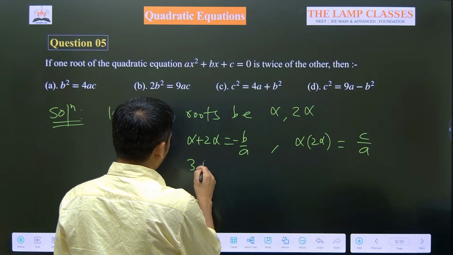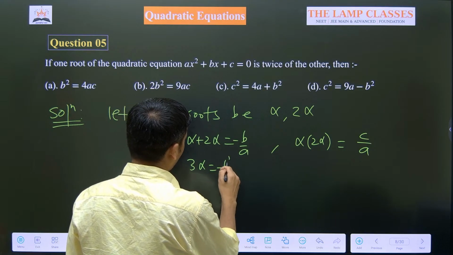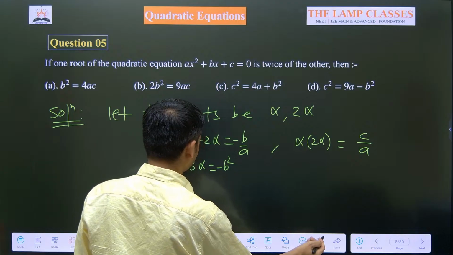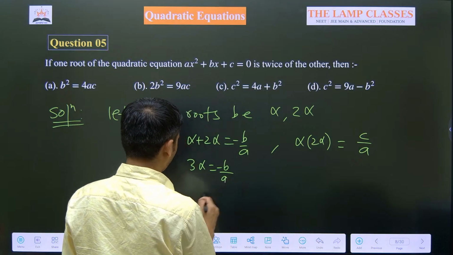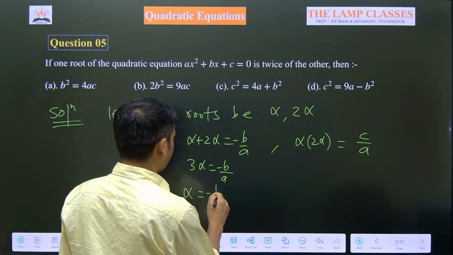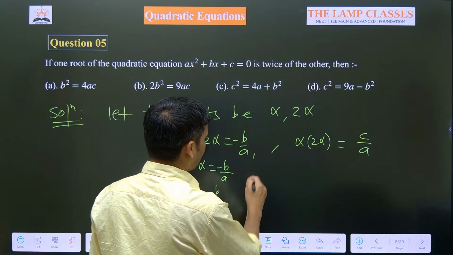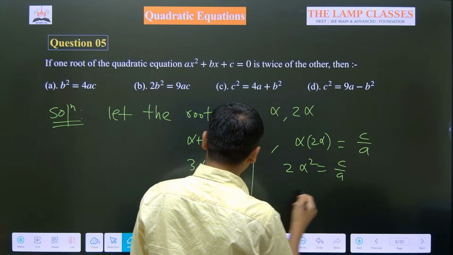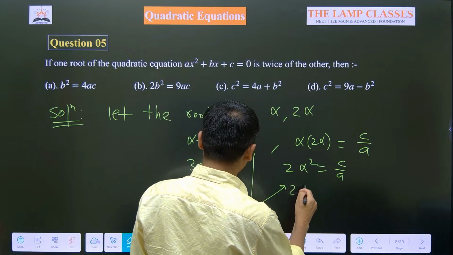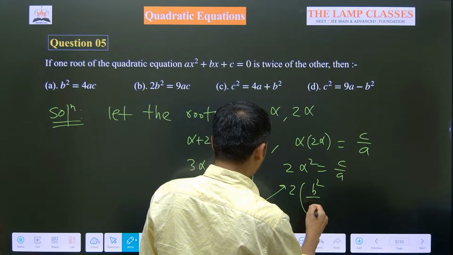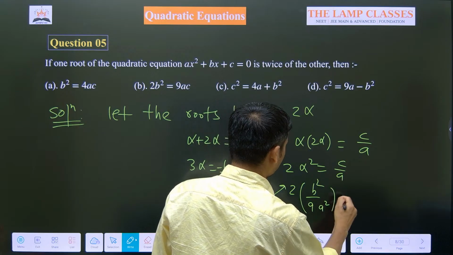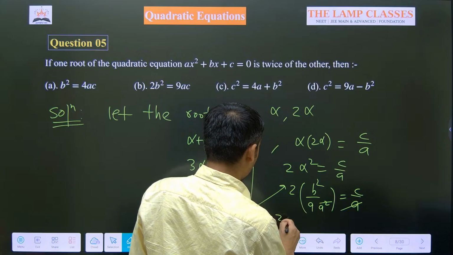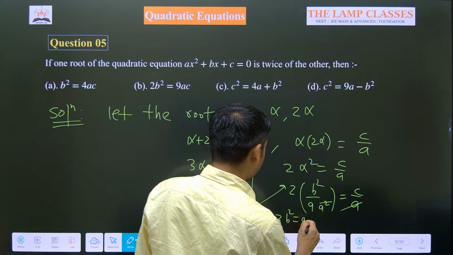So 3 alpha is basically minus b upon a, and what is alpha from here? Minus b upon 3a. Now can we replace, this is 2 times alpha square is equal to c upon a. Put the value of alpha from here to this, so 2 times b square upon 9a square is equal to c upon a. We can cancel 1a, so it is 2b square is equal to 9c.